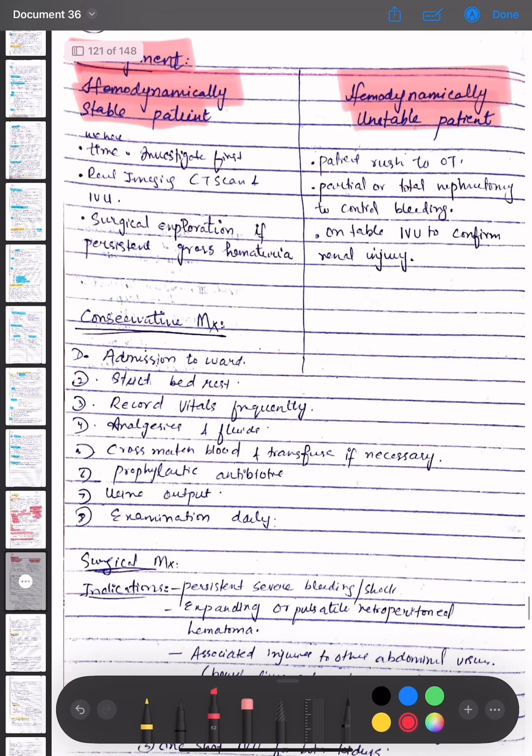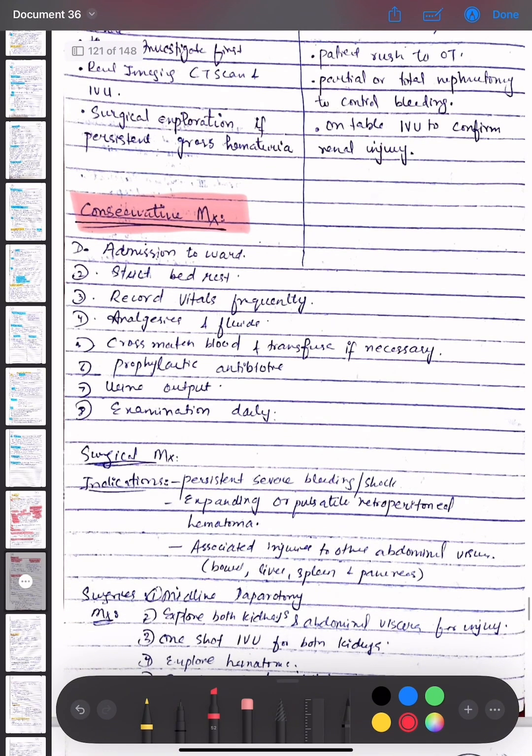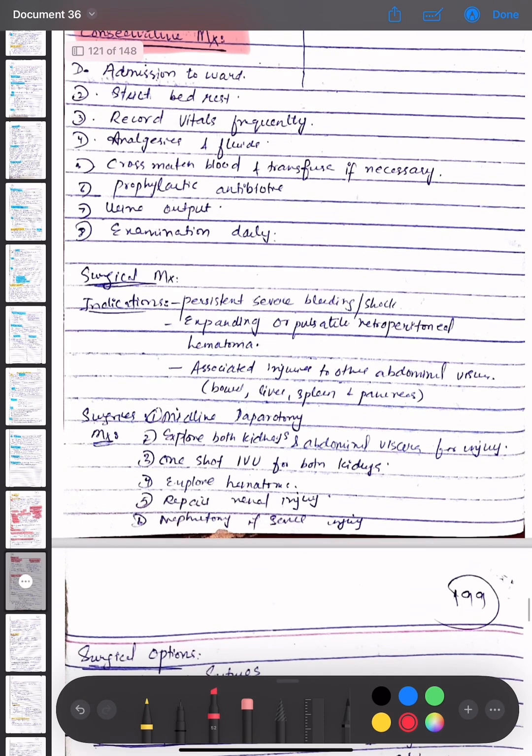Now conservative measures are done, that is admission to the ward, strict bed rest, record vitals frequently, analgesics, fluids, cross-match blood and transfuse if necessary, prophylactic antibiotics are given, urine output is measured, and examination is done daily. The surgical management: the indications are persistent severe bleeding or shock, expanding or pulsatile retroperitoneal hematoma, associated injuries to other abdominal organs, that is bowel, liver, spleen, and pancreas.